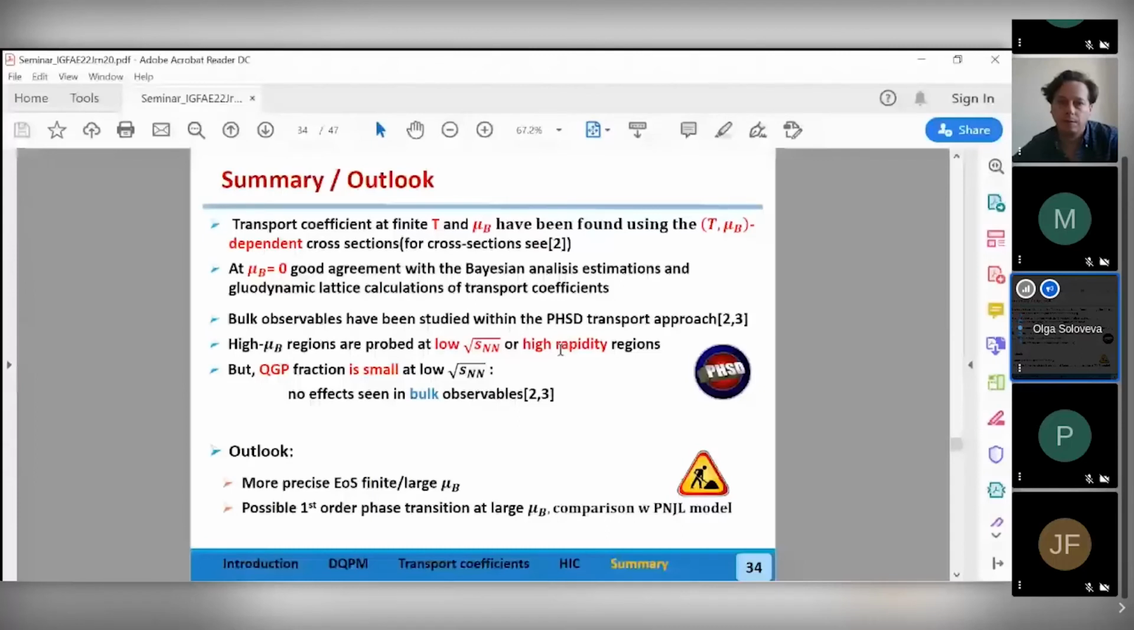And we are expanding our model to higher MIB in order to study more observables, and in order to see where the critical endpoint will show up.